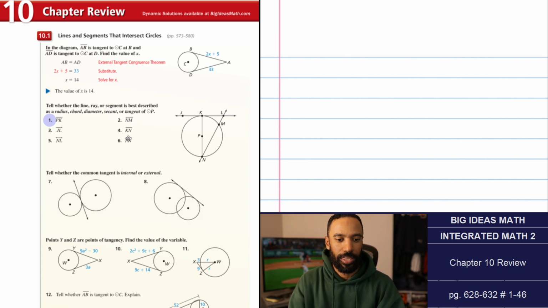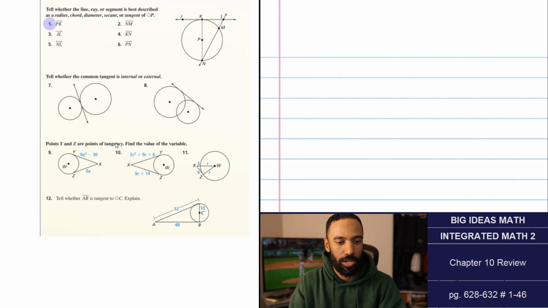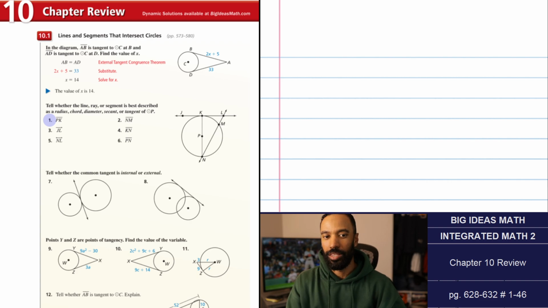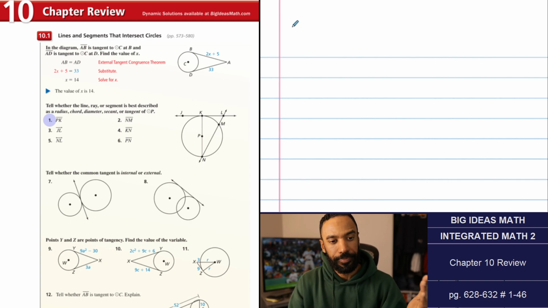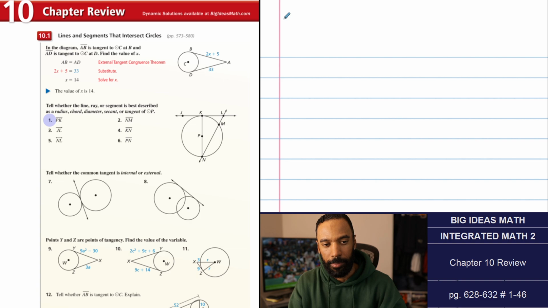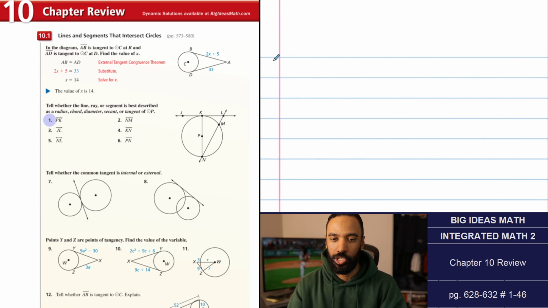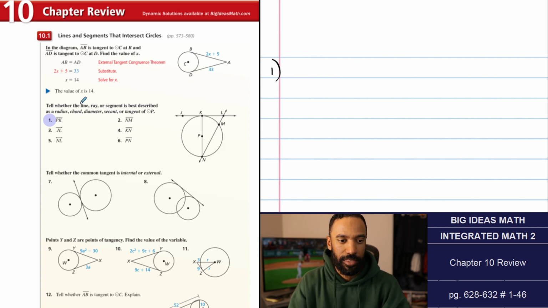Let's go ahead and take a look at numbers 1 through 6. This whole section goes, I think, all of 1 through 12. This is why there are so many questions. The first 6 are part of the same diagram. Tell whether the line, ray, or segment is best described as a radius, chord, diameter, secant, or tangent of circle P. And it's called circle P because, like circle C on the previous problem, it's the center. P is the center on this one. C is the center of that one.